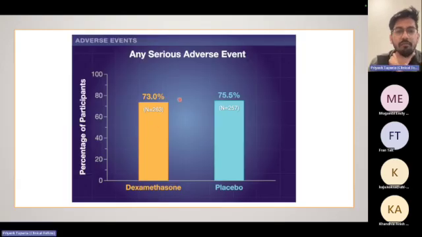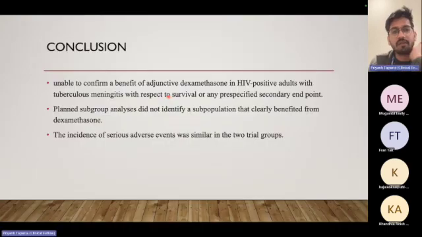And this is the combined any serious adverse event. It was 73% in the dexamethasone group and 75% in the placebo group. So they concluded that they were unable to confirm a benefit of dexamethasone therapy in HIV positive adults with TB meningitis with respect to survival or any secondary endpoint. And the planned subgroup analysis did not identify any subpopulation that clearly benefited from this. The incidence of serious adverse events was also similar in both groups, as we just discussed.